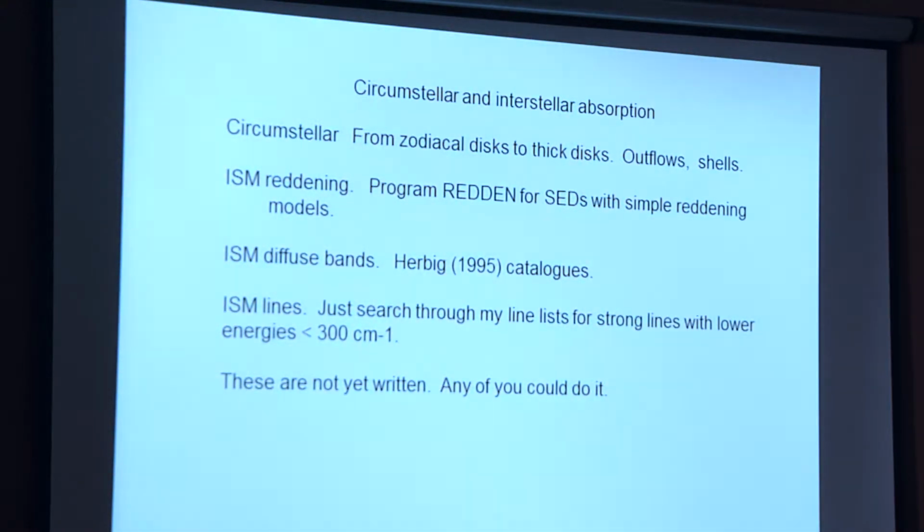Then there are the interstellar lines. Those are lines that are resonance lines from low energy levels, say less than 300 wave numbers. So if you just go through my line list and pick out all the lines that are strong from low energy levels and look for radial velocity offsets from strong lines in the stellar spectrum, you should see the lines at the same radial velocities. You can identify them that way, and you can write a program to calculate them.